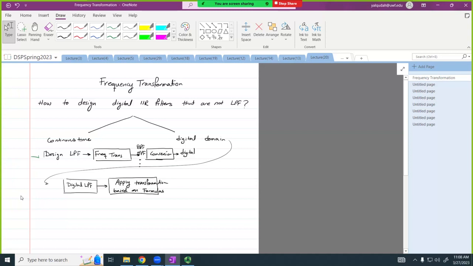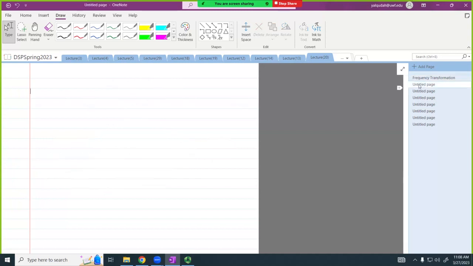So with that, we can start our frequency transformation. We're going to see how we can take any filter and convert it to any other type of filter. Let's start first. If we have a normalized low-pass filter, how do we convert it to a low-pass filter? This is one thing you already know.